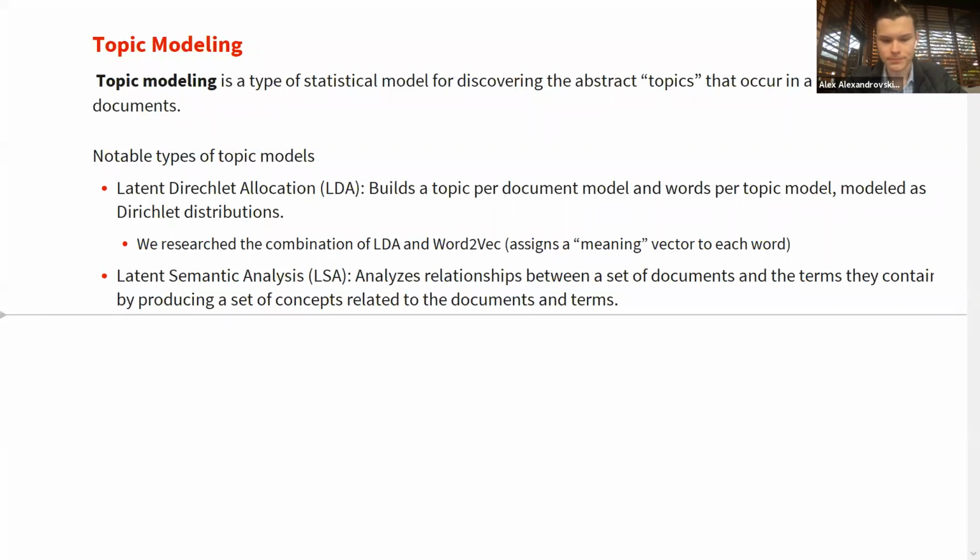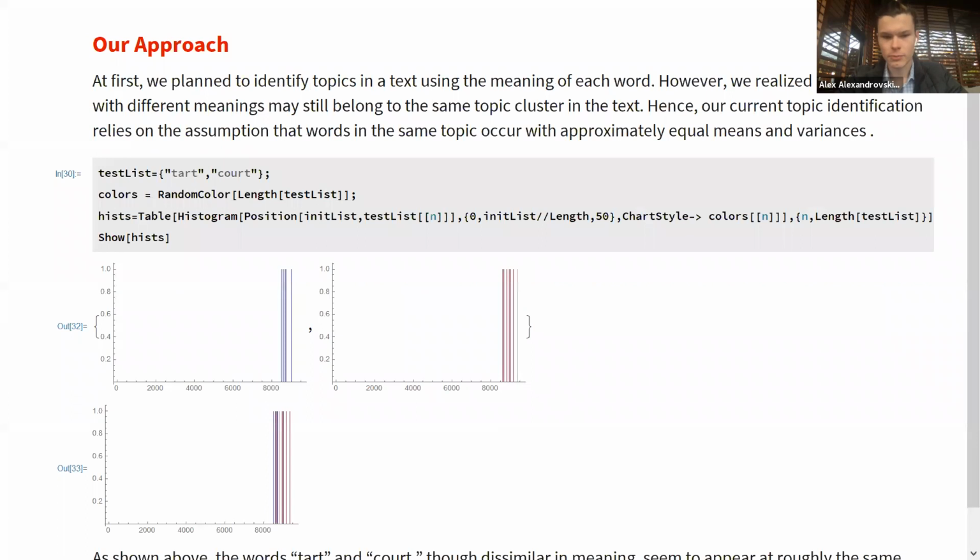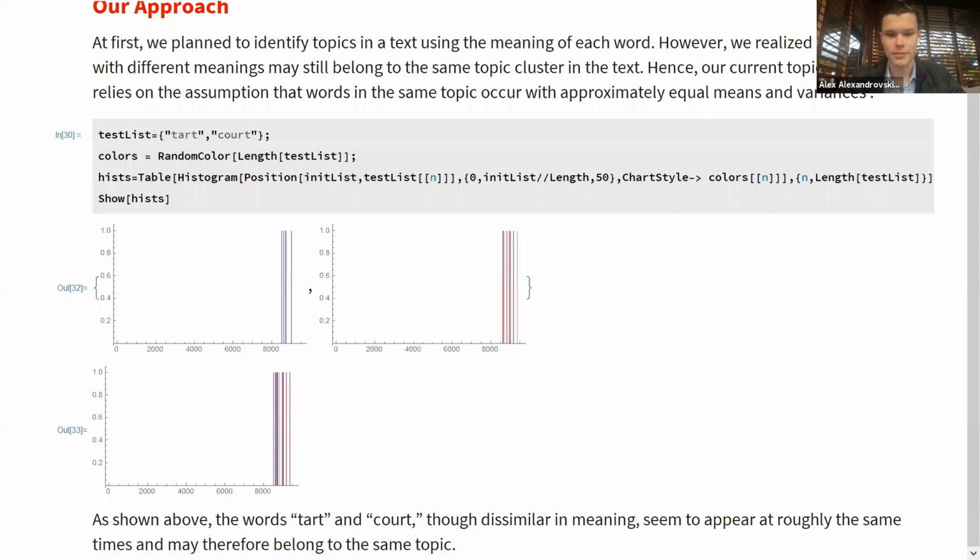Eventually we decided to not go that route and to build our own algorithm, based on distributions of words more than the meaning of words, because we realized that there are certain cases where words with very different meanings can very obviously be part of the same topic.